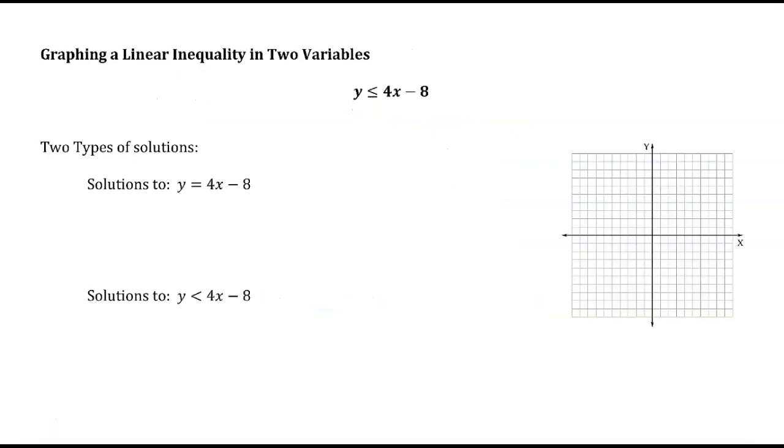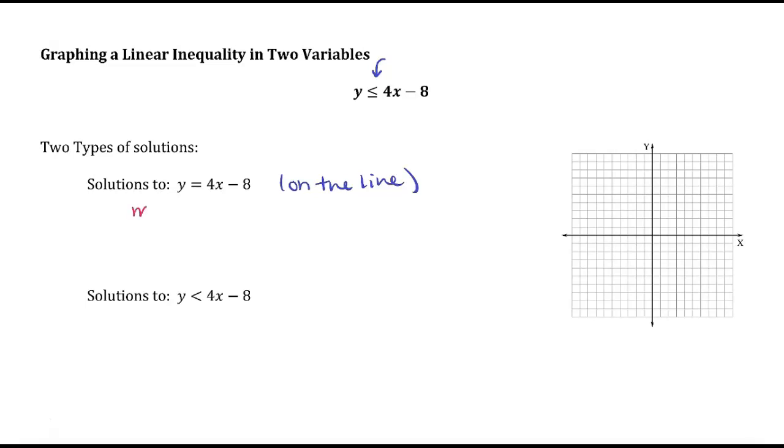When we graph linear inequalities in two variables, we can have two types of solutions. Notice that in our first example here, we have a less than or equal to symbol. That means that our solutions, (x, y) pairs, can be solutions to the equation y = 4x - 8, or they can be solutions to the inequality y < 4x - 8. Solutions to y = 4x - 8 are all the ordered pairs that are on the line, just like in the previous sections. Let's talk about what this line looks like and graph it.